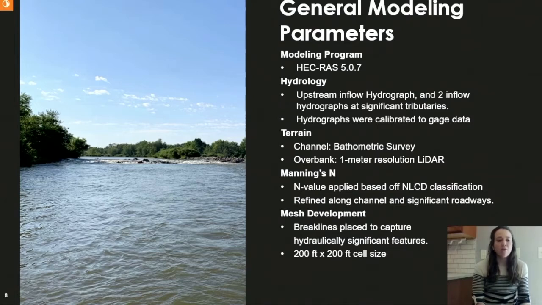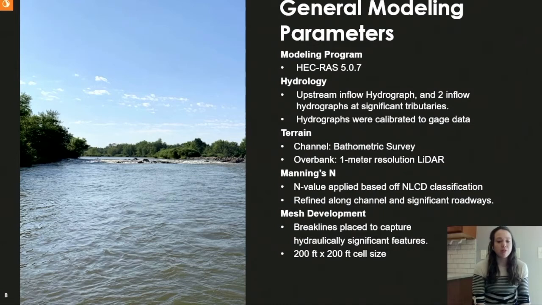peak discharge. For this model, a 1 meter resolution LiDAR DEM was used for the overbanks, and bathymetric survey data was applied to the channel where available. Manning's N values were developed based off of the National Land Cover dataset, and refinement regions were used to adjust this dataset along the stream channel and significant roadways.